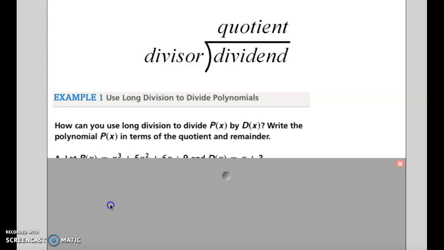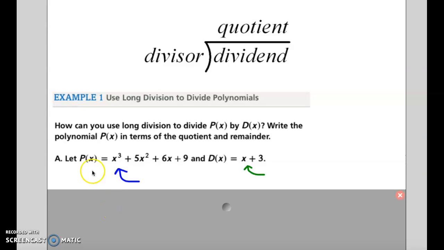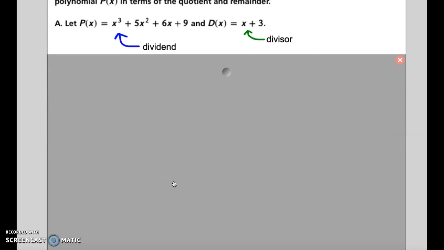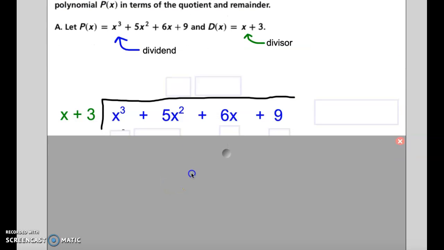So let's take a look at this first example. We want to do p of x, and here's the d of x. D of x is my divisor, and p of x is my dividend. And I need to divide d of x, x plus 3, into this whole polynomial, x cubed plus 5x squared plus 6x plus 9. Big division here, right? We can do this. So we need to set it up with my divisor out front and my dividend under the division bar, okay? And we're going to go step by step.